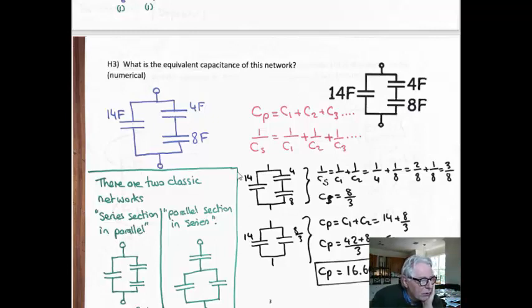So we have our original network and we've got to figure it out. So we're going to do the series bit first. So 1 over C series equals 1 over C1 plus 1 over C2, which is 1 over 4 plus 1 over 8, which equals 2 over 8 plus 1 over 8, which equals 3 over 8. And I can't tell you how many students will tell me that that's the answer. But in fact, C series is 8 over 3. You've got to flip it.